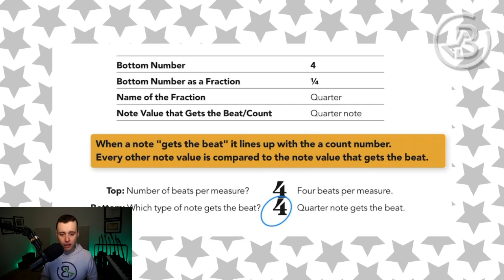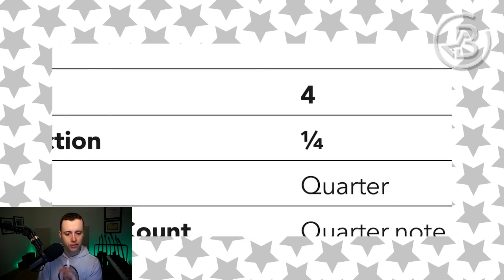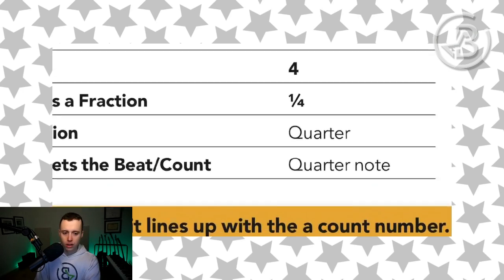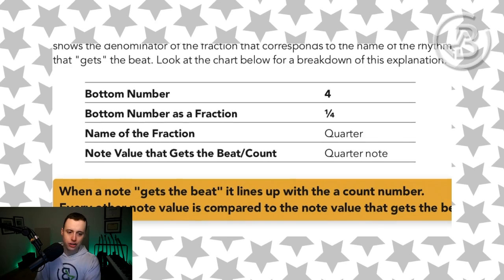So you're going to take the bottom number, you're going to put a 1 over it, you're going to turn it into a fraction. So the bottom number is 4. Put a 1 over it, turn it into a fraction. That's 1 over 4. 1/4, another way of saying 1/4 is a quarter. So the name of the fraction is a quarter, which means the quarter note is going to be what gets the count or what gets the beat.